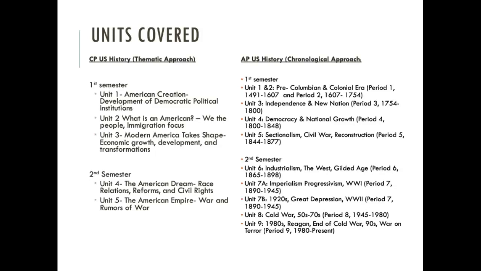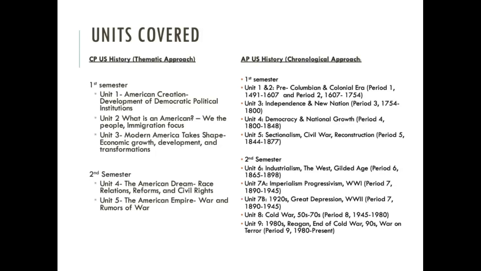So for example, first semester, there are 3 units. We are going to look at the creation of America. Unit 2 is all about immigration. So what does it mean to be an immigrant, an American? Unit 3, Modern America Takes Shape, is all about the economy. Second semester, there are 2 units. The first is Unit 4, and this one's all about civil rights, race relations, reform. Unit 5 is all about the wars, so war and rumors of war.